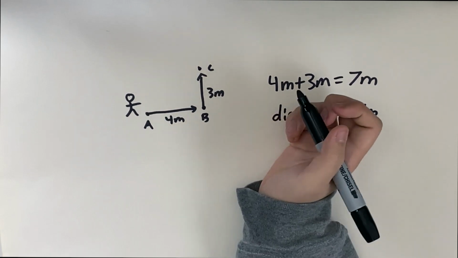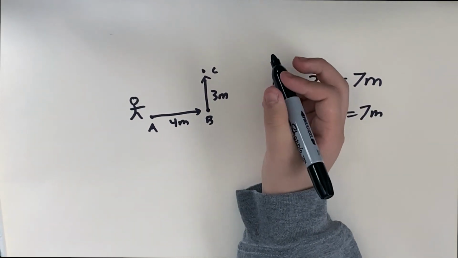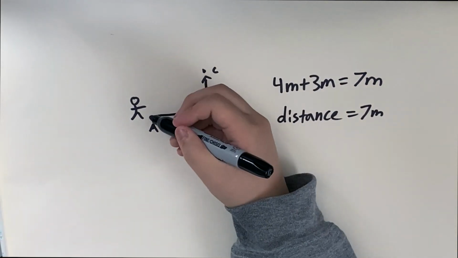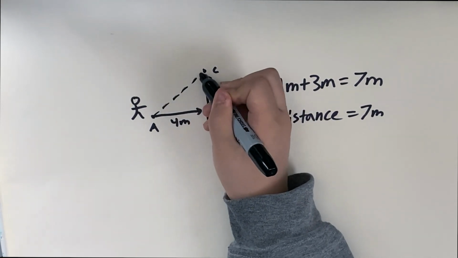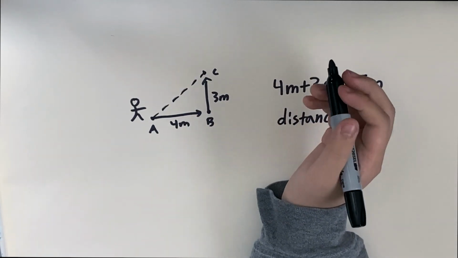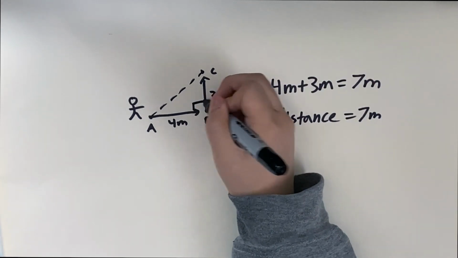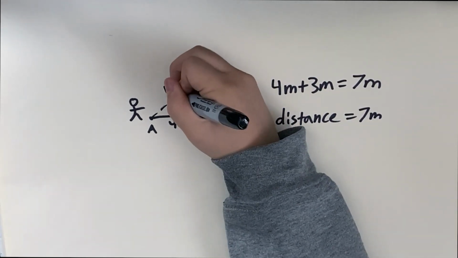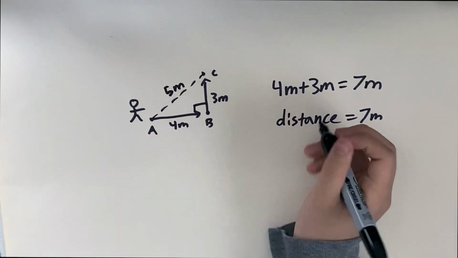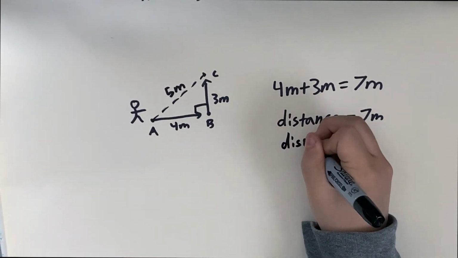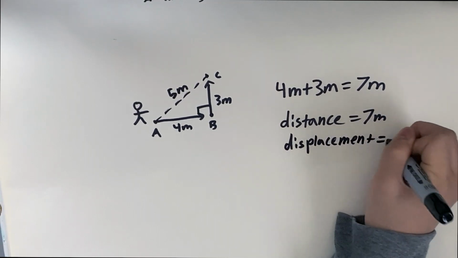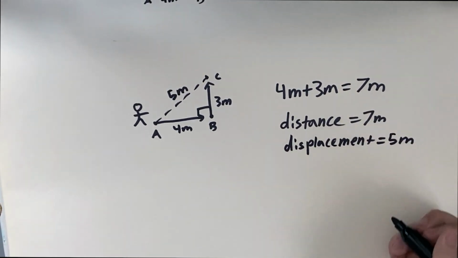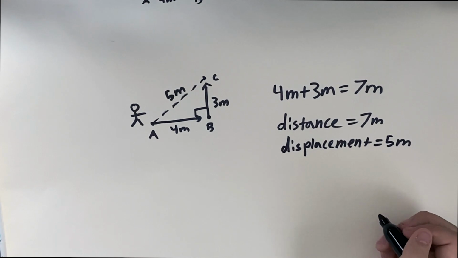Now let's look for displacement. Remember, displacement is how far my starting point is from my ending point. So it's the length of this dotted line right here. Now, if this was a right angle, then we can find out that this is 5 meters. So my displacement is equal to 5 meters. Now let's try another example.